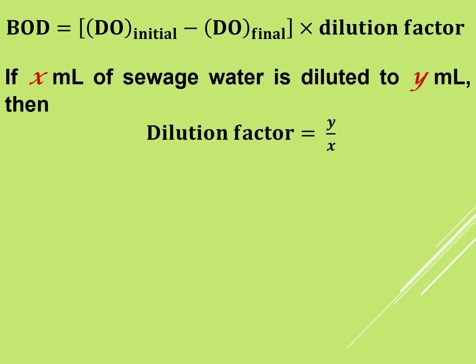Okay, so if x ml of sewage water is diluted to y ml, then dilution factor is equal to y by x. Suppose you are not diluting, you are using it directly, then y by x is equal to 1. So BOD is equal to initial dissolved oxygen minus final dissolved oxygen. Okay, so this is the formula to find BOD.